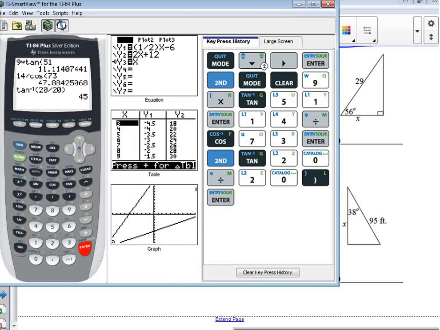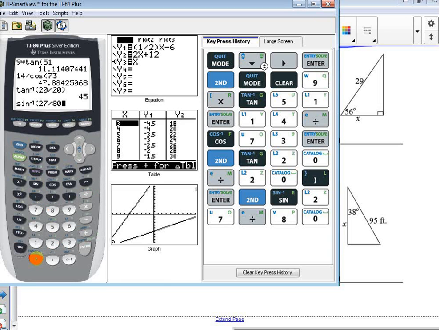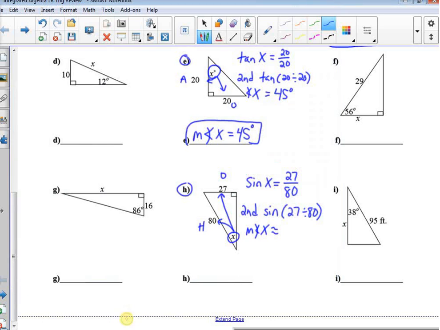So second sine 27 divided by 80. So 19.7246. And the directions up at the top say to round the angles to the nearest degree. So the measure of angle x is approximately 20 degrees.